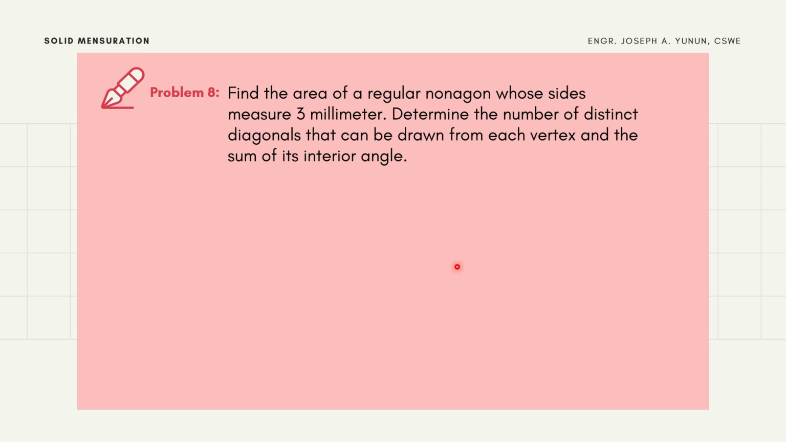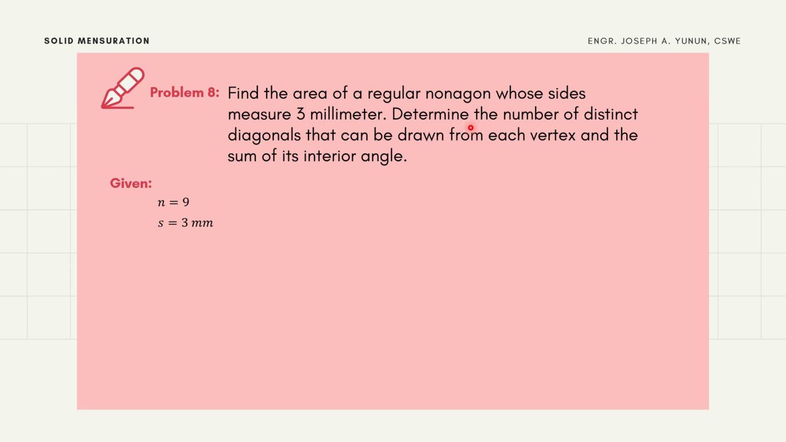So find the area of a regular nonagon for problem number 8, whose sides measure 3 millimeters. Determine the number of distinct diagonals that can be drawn from each vertex and the sum of interior angles. So what are the givens? A regular nonagon, which has 9 sides, and the measure of each side is 3 millimeters. And the given length of one side is 3 millimeters.